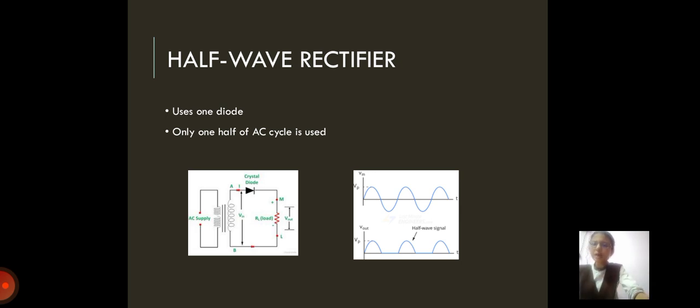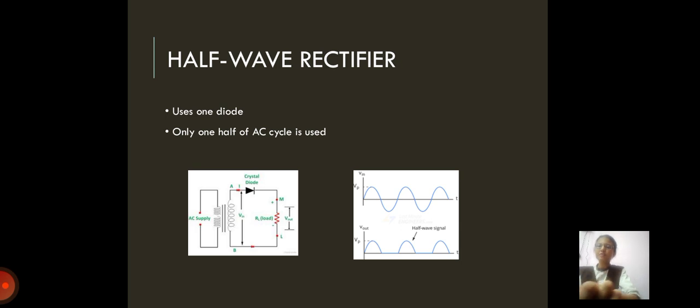This is the sinusoidal output. First is the input waveform. When the input waveform is passed to the half wave rectifier, it neglects the negative portion and only allows the positive portion. This is the output of the half wave rectifier.